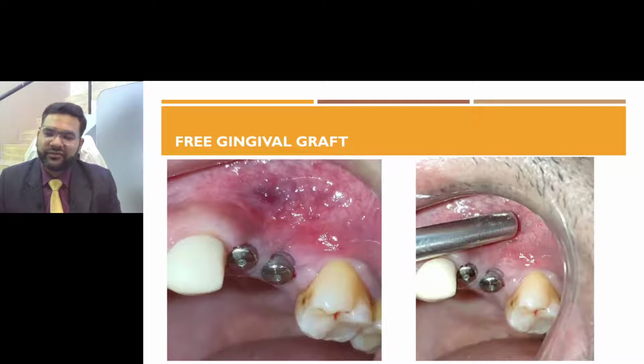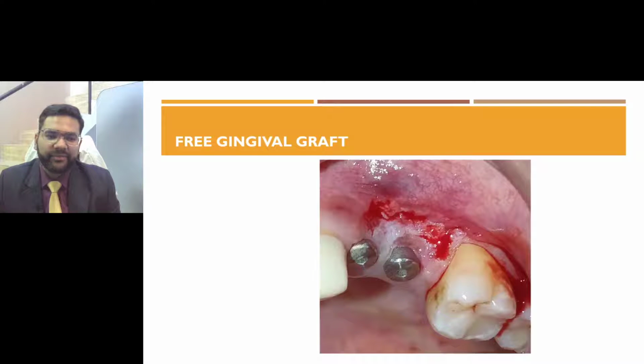Now we come to a case of free gingival graft which we have done in our clinic. Here we can see that in this particular area, there is a high frenal attachment on the buccal aspect, and we can see that the tissue is deficient. Here now we prepare the recipient bed. It is prepared by raising a split thickness flap and undermining that flap, and we can see a nice vascular recipient bed, which was the first principle of our soft tissue augmentation.